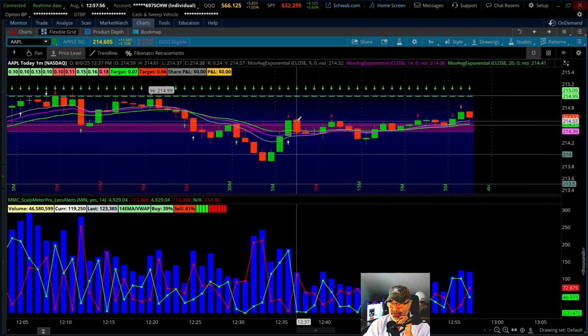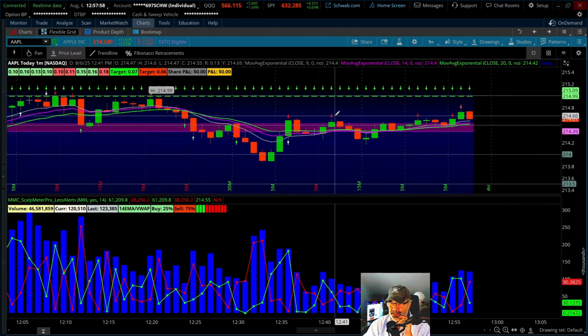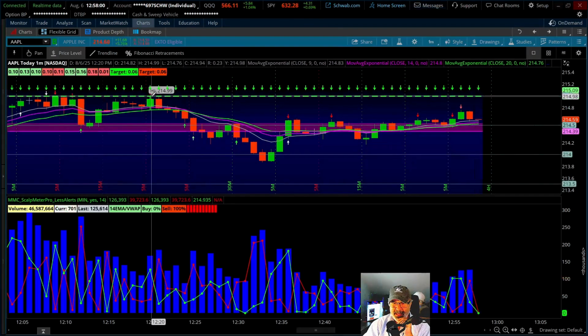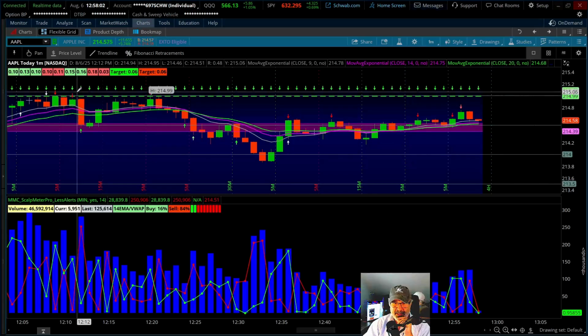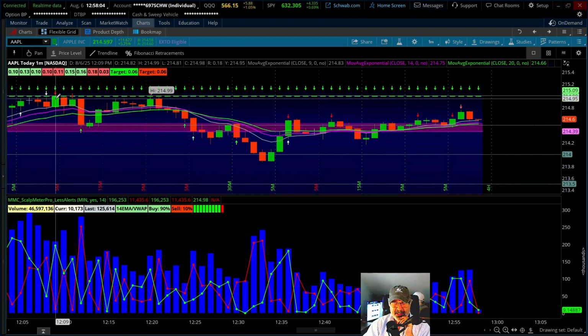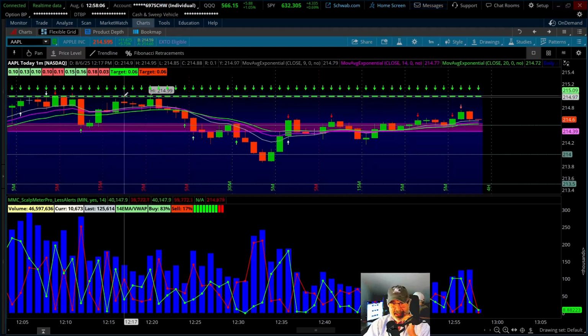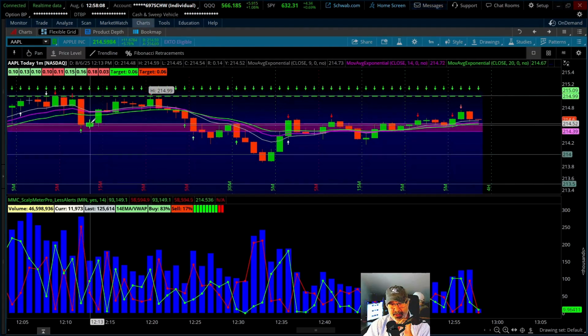You see how accurate the arrows are, right? Said it's going to go down, it went down. Let's go back. There's one under there. Said it was going to go down, went down. Said it was going to go down, went down. Said it was going to go down, went down. Okay. Down here, said it was going to go up, went up.